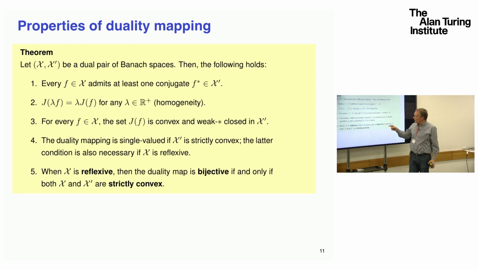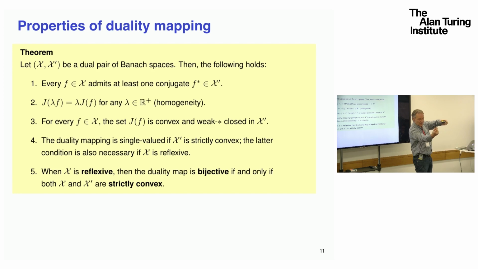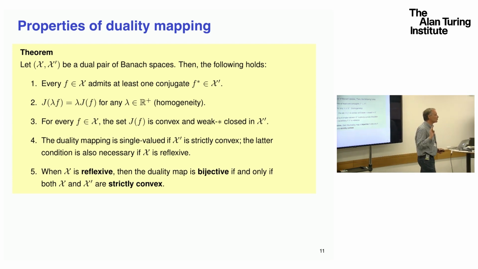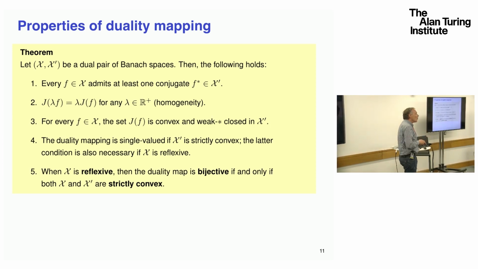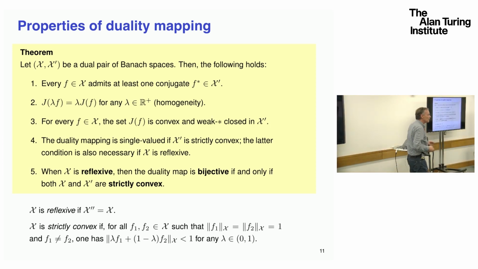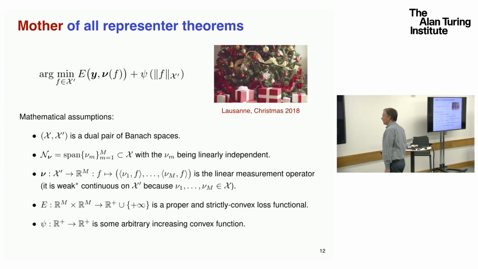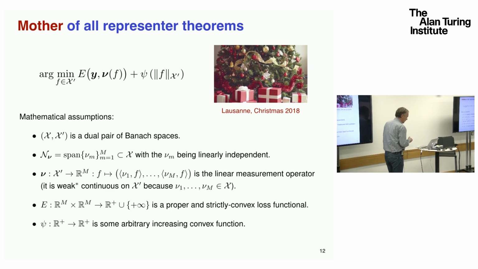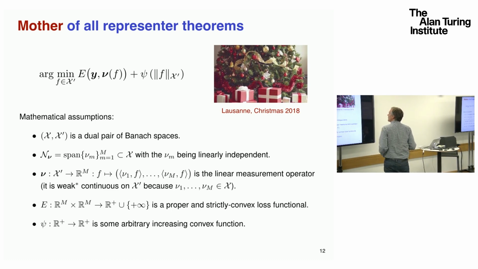Okay, so now actually we're very interested in the case where there's a duality map, we go in the dual space and we do it again and we're back. In this case, it's bijective. In the reflexive case, it's bijective if and only if the Banach space is strictly convex. So the good news for us is that many of the Banach spaces we usually work with are reflexive and strictly convex. So here's the definition. Okay, mother of all representer theorems.